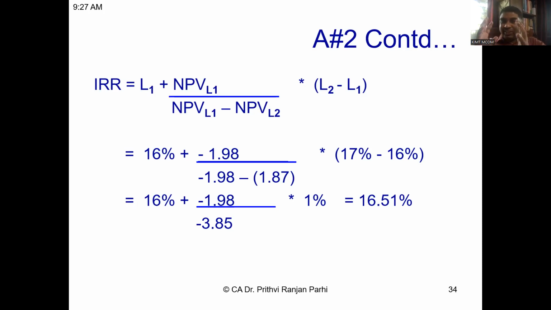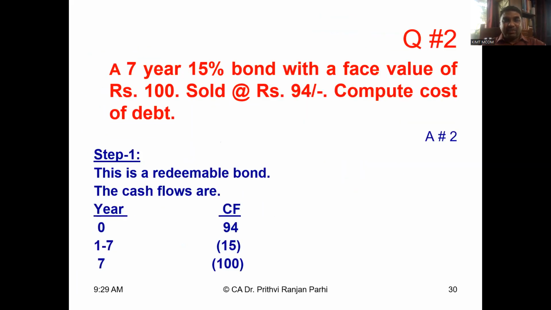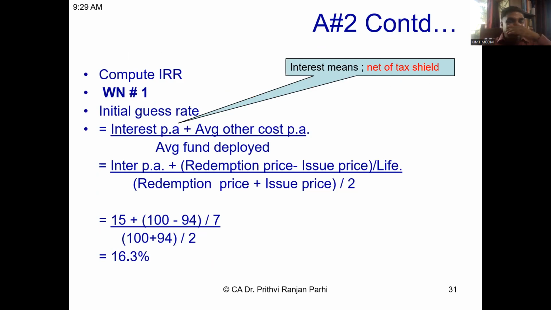Okay, now you have understood the cost of debt computation. It may appear to be a little complex. So this is the right approach of computing cost of debt. If you want to adopt a shortcut method, the shortcut method is what I had told you in a previous class. You simply calculate like this. It is coming 16.3%. But this is not the accurate number. 16.3% we have calculated by using this formula: interest per annum plus average other cost per annum, whole divided by average fund deployed.